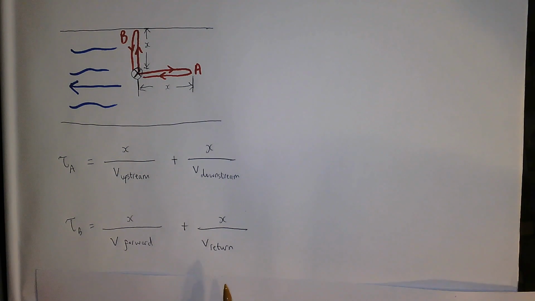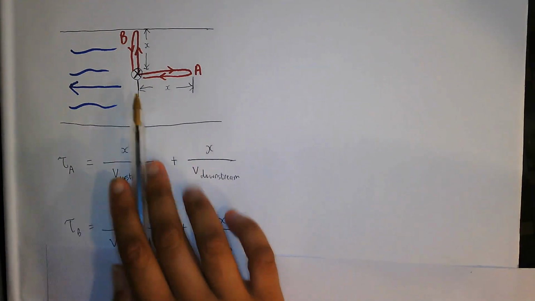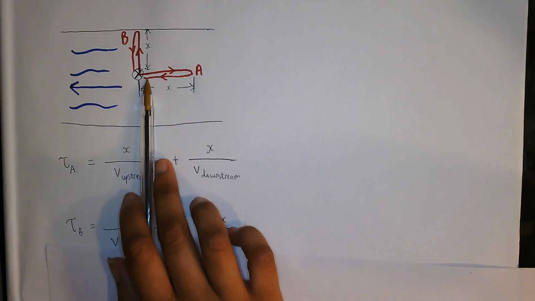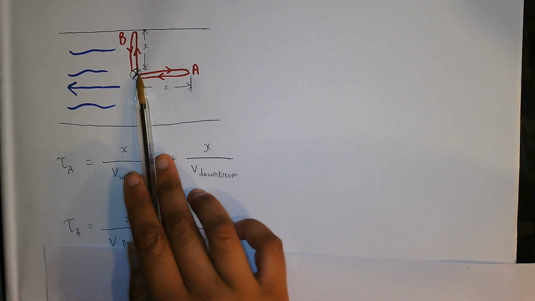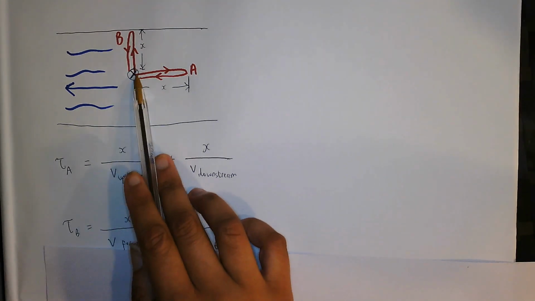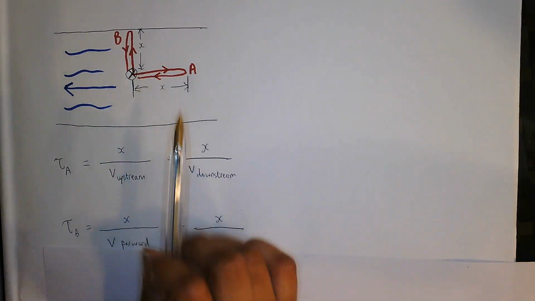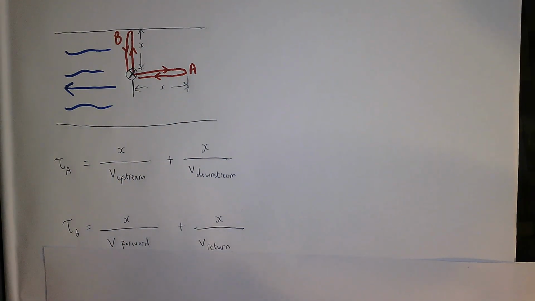But the most important thing to remember is that these paths shown here are the resultant paths from the frame of reference of this stationary observer here, which is on our buoy. So that's the most important part of the question.